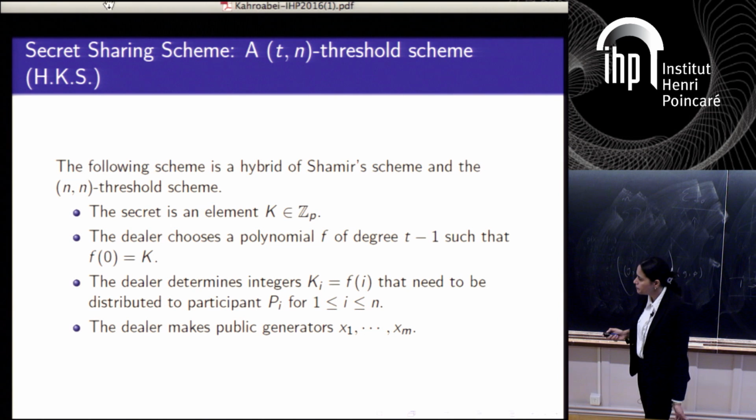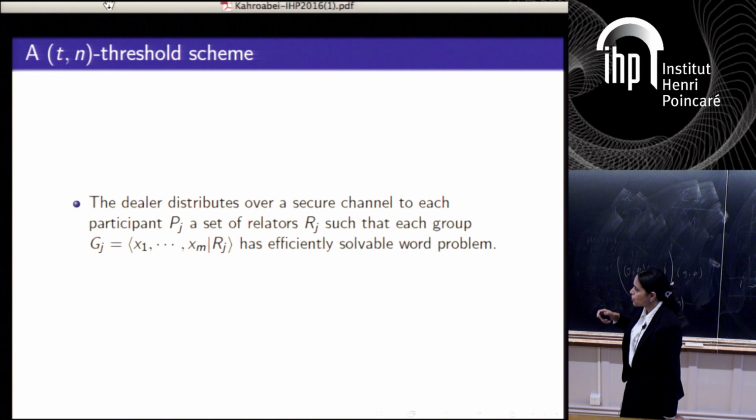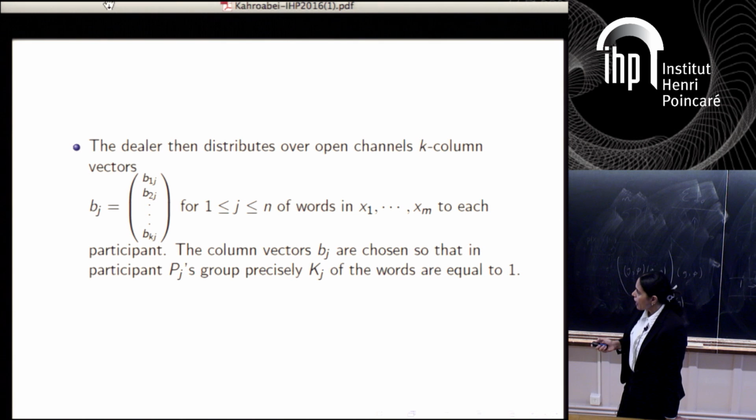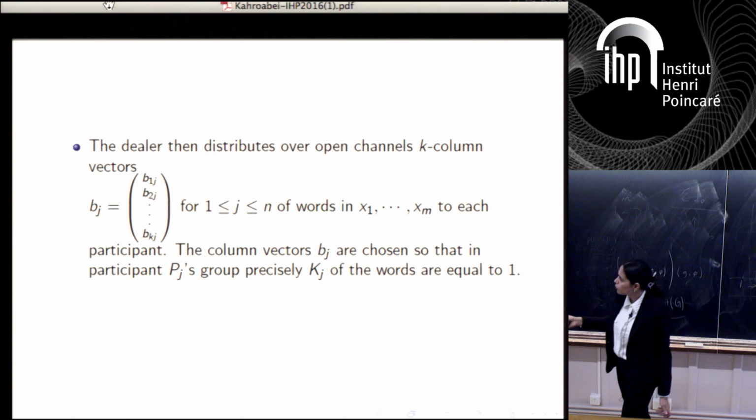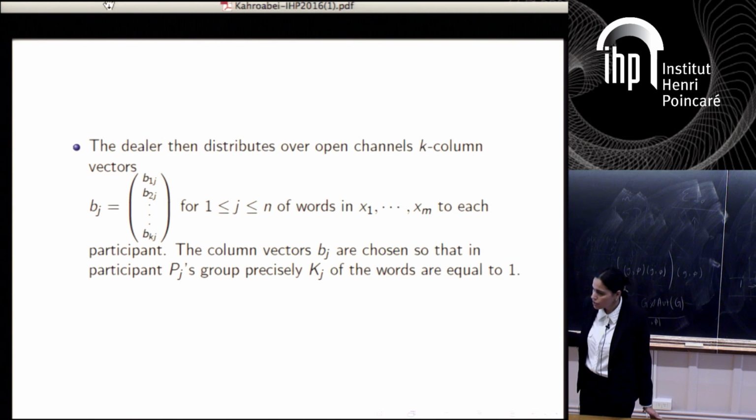This is interesting. The dealer distributes over a secure channel to each participant P_j the set of relators r_j. So each participant P_j has a group G_j such that this group has an efficiently solvable word problem. Now over an open channel, the dealer distributes k column vectors b_j. These are all words in the generators x1 to xm. The column vectors b_j are chosen so that in participant P_j's group, precisely k_j of the words are equal to 1. So these words are either identity or not.